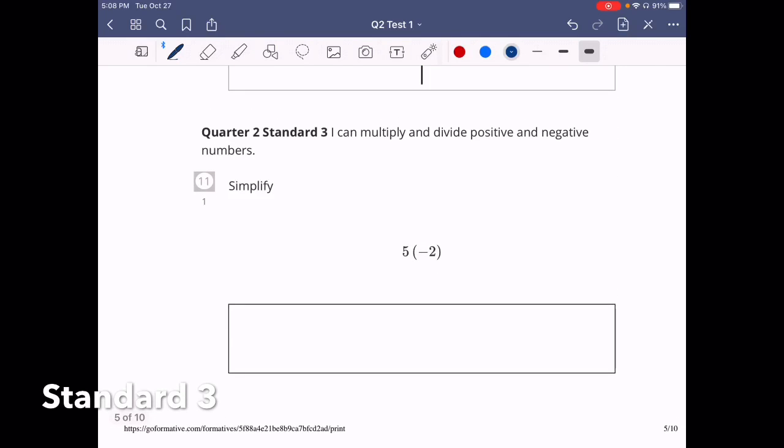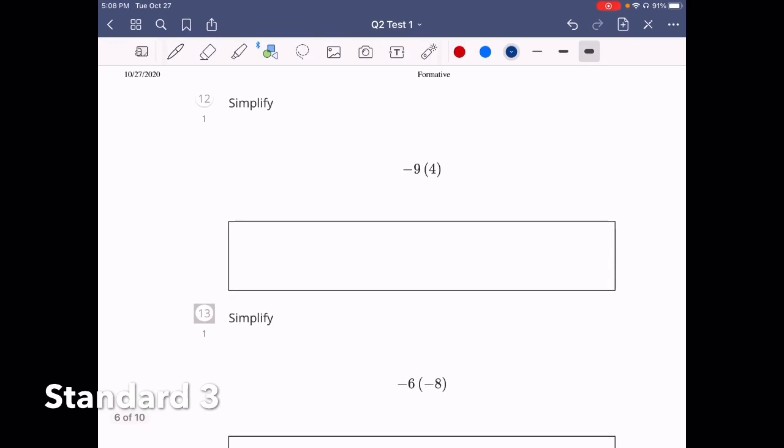On to standard 3. I can multiply and divide positive and negative numbers. Okay, so positive 5 times negative 2. Since I have a positive times a negative, I know my answer is going to be negative. And then I just do 5 times 2, which is 10. All right. Biggest problem with this was people still thinking this is subtraction. All right, so this is 5 times negative 2.